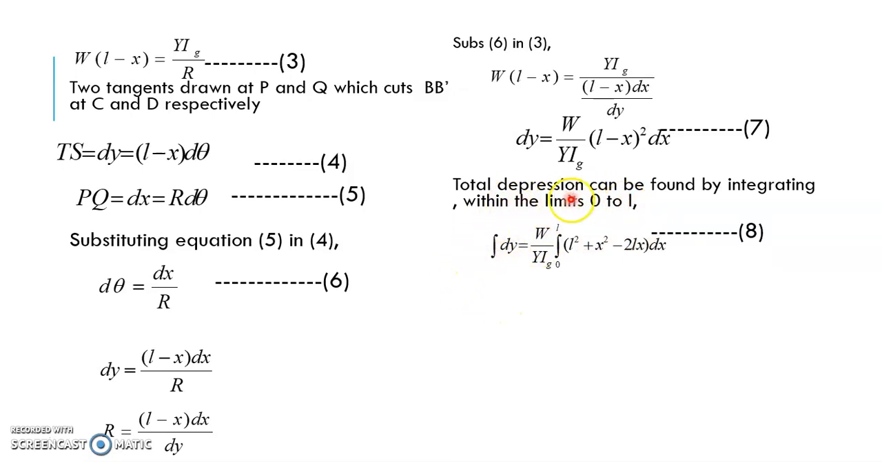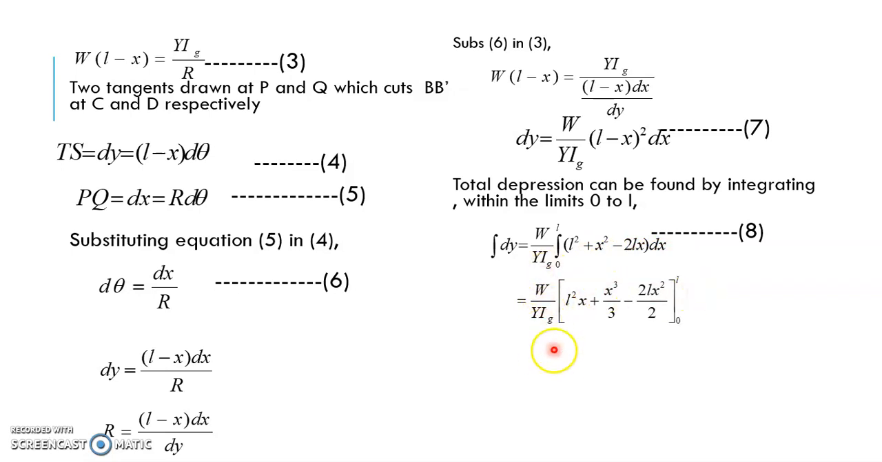Therefore, the total depression can be found by integrating with the limits 0 to L. Therefore, integral of dy is equal to W by Y Ig, which is constant and taken out, integral from 0 to L of L minus x whole square. Using the formula for A minus B whole square, that means A square plus B square minus 2AB, the L minus x whole square can be expanded as L square plus x square minus 2Lx, dx. So integrate.